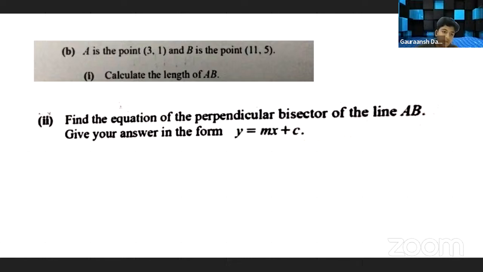So what the part, the first part. So it will be the distance formula, which is x2 minus x1 whole square plus y2 minus y1 whole square. Right. That is straightforward, right? Yes.